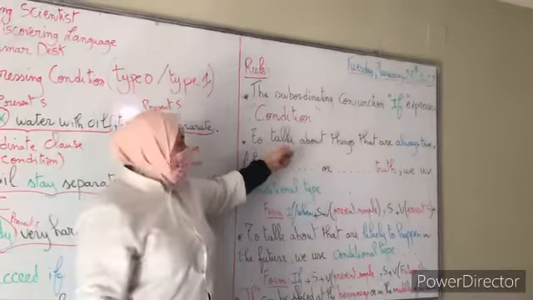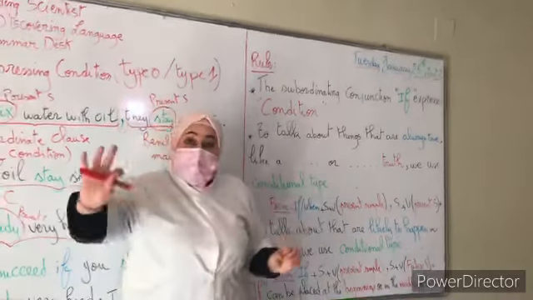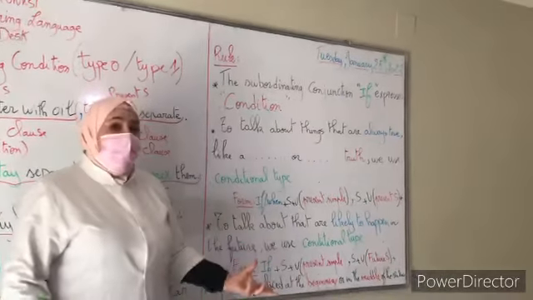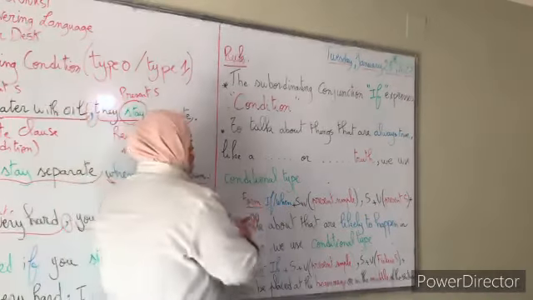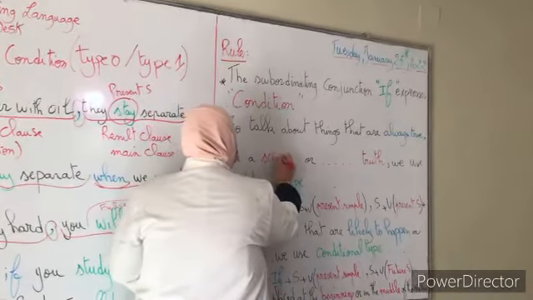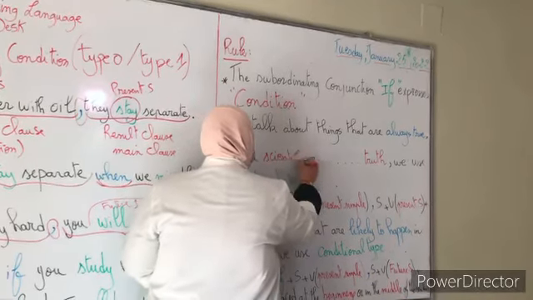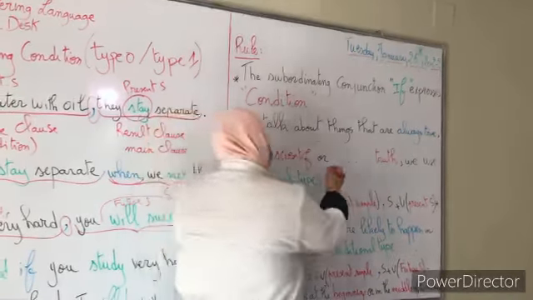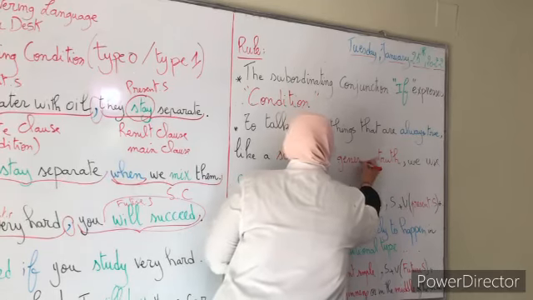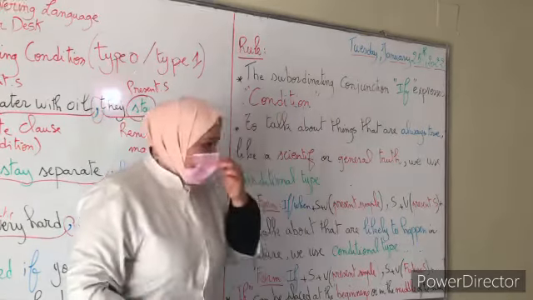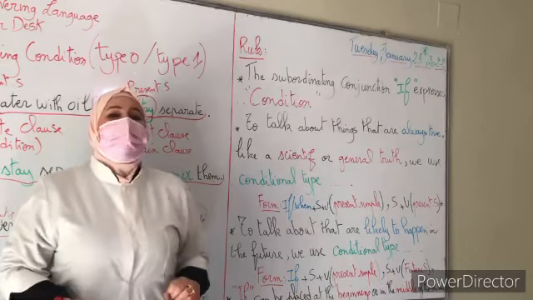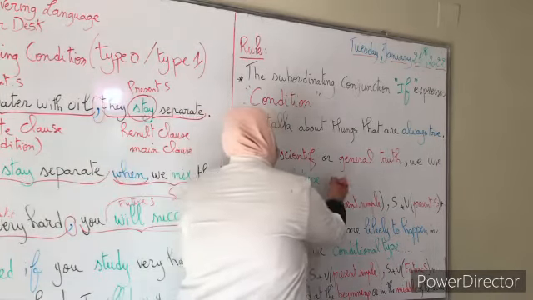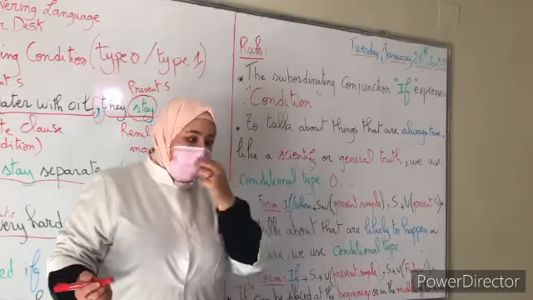Or when we talk about things that are always true, like, yes, we did an experiment together, a scientific or general truth. For a general truth, we use conditional type... Do we use conditional type 1? No, it is conditional type 0. General truth, let me give you an example.